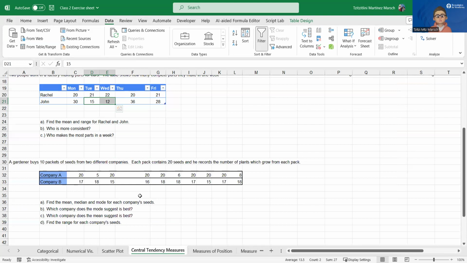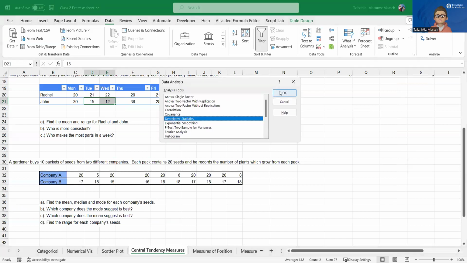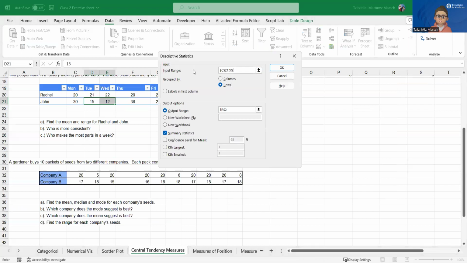So we have here another one that says a gardener buys 10 packets of seeds from 2 different companies. Each packet contains 20 seeds, and he records the number of plants which grow from each seed. You know, which one is actually yielding the most plants. So we'll do the same thing. We'll go here to data analysis, descriptive analysis. Instead of that input range, it is in rows, so we'll leave rows. Let's find company A.